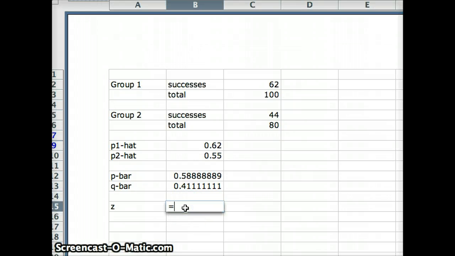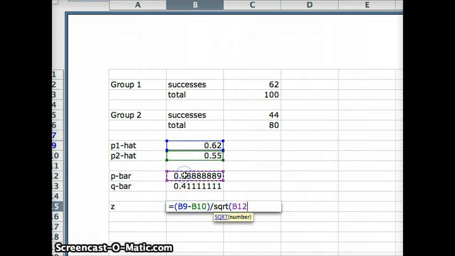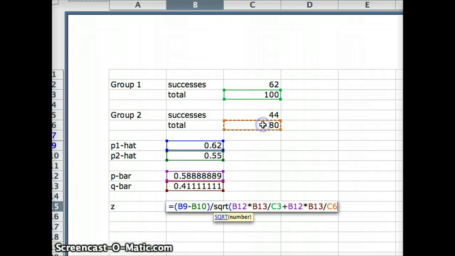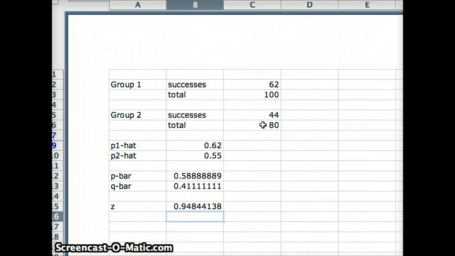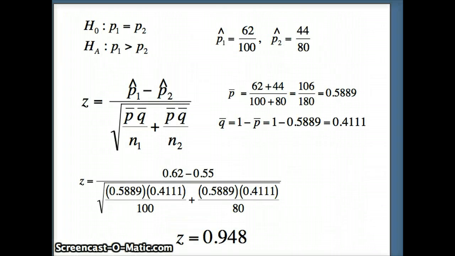Okay, here comes the difficult part. Z is going to equal parentheses P1 hat minus P2 hat, divided by the square root of P bar Q bar over N1, P bar times Q bar over N1, plus P bar Q bar over N2, P bar times Q bar over N2, and this should give me my answer of 0.948. So our Z is 0.948.